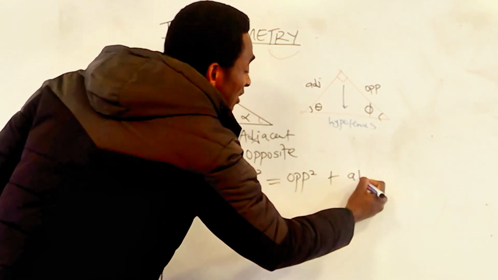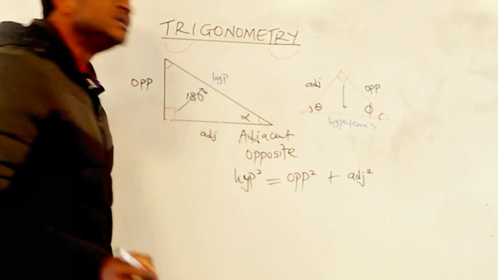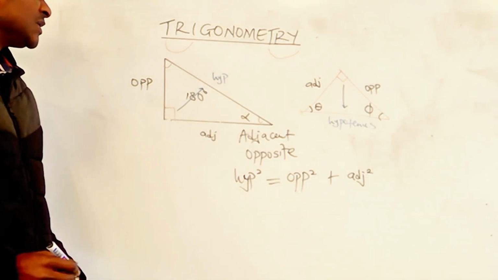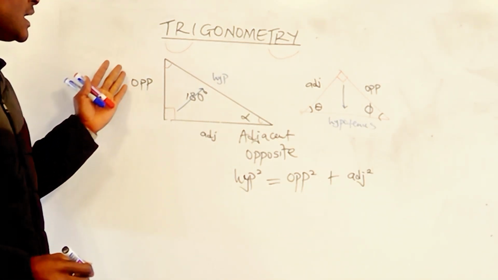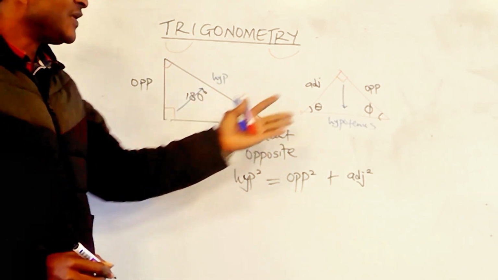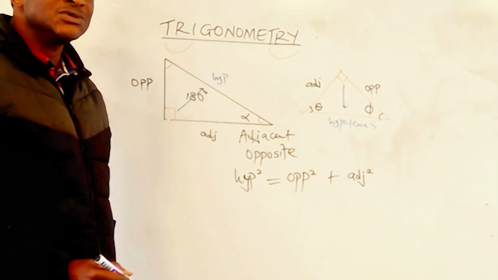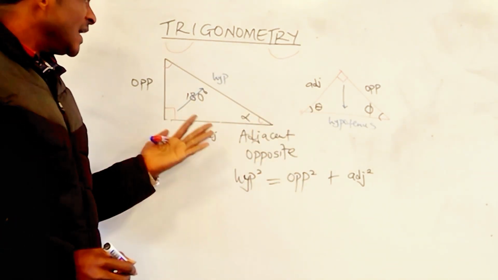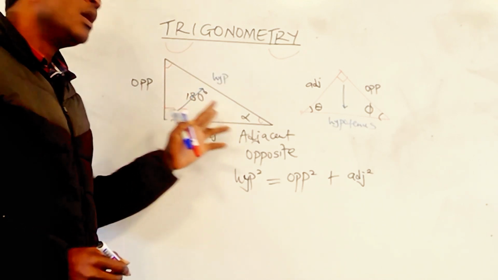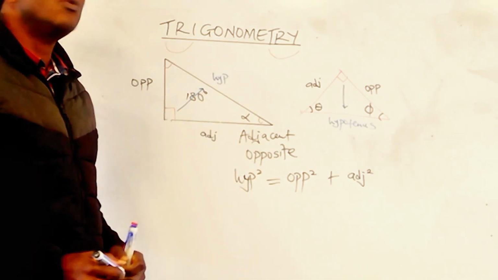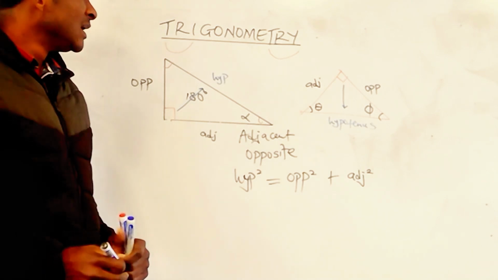Then we should also remember our Pythagoras theorem, which says that the square of the hypotenuse is equal to the sum of the squares of the adjacent and the opposite. With this, we can determine the length of any side of a right angled triangle. And the sum of angles, when you add them up, always adds up to 180 degrees.